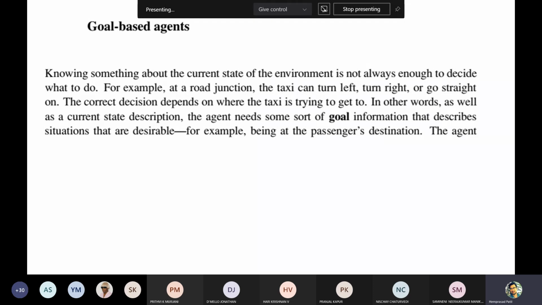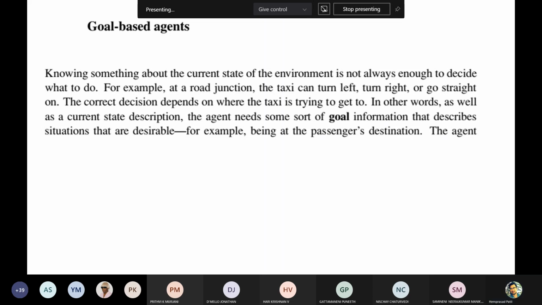Like if we want to go from location A to a destination B, then we may set it in Google Maps. So B becomes our goal, A becomes our starting point, and the shortest path is calculated to reach the goal. Ultimately, to attain the goal, these agents take the actions accordingly. So such agents are called goal-based agents.